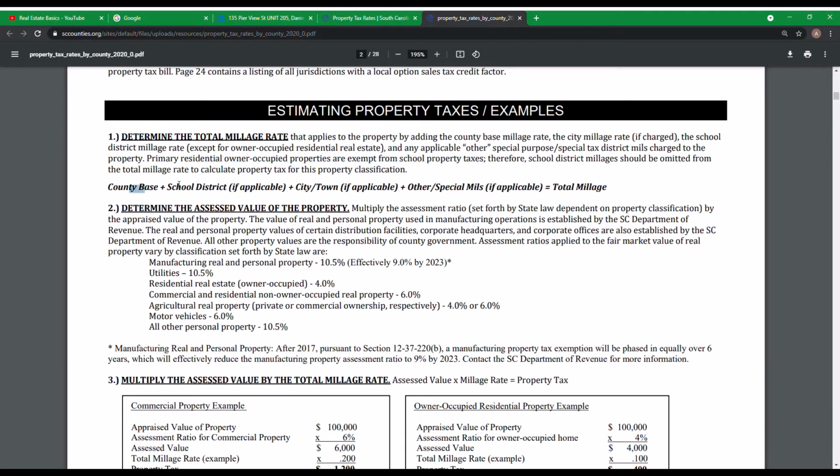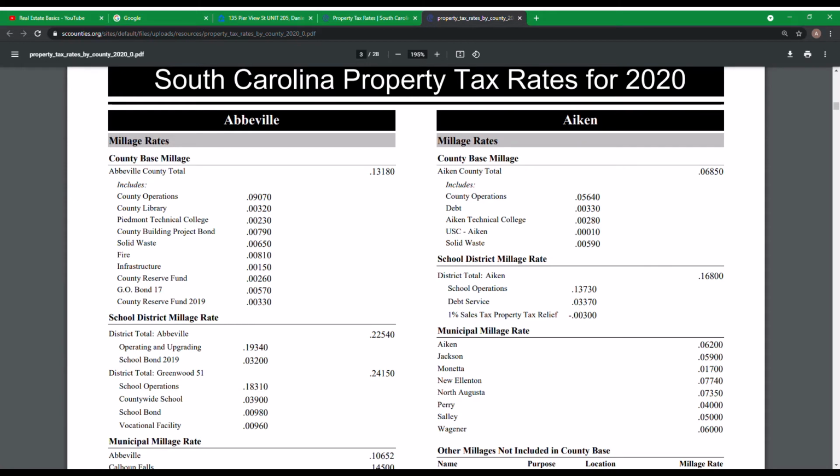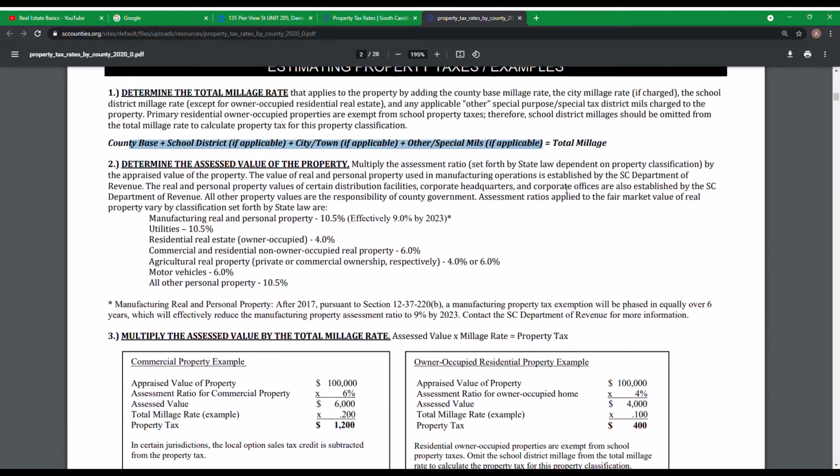Now to determine these different millages to go into this equation, you just scroll down and they have broken up by county the base millage rate, school district millage rate, etc. So you find all those and you add them up to get your total millage. Now step two is to determine the assessed value of the property, which you need two things. The first is the assessment ratio, which is given by the type of property that it is. So in our case, because it's a non-owner occupied property, our assessment ratio is 6%.